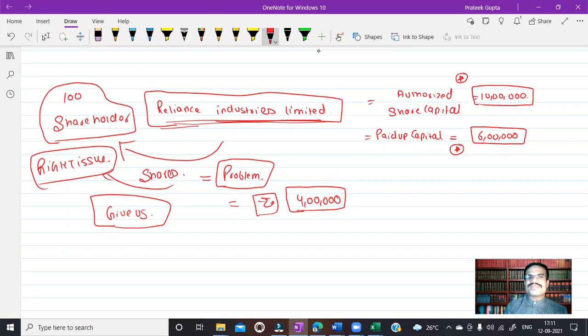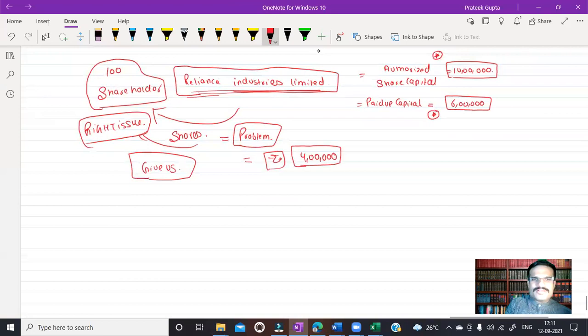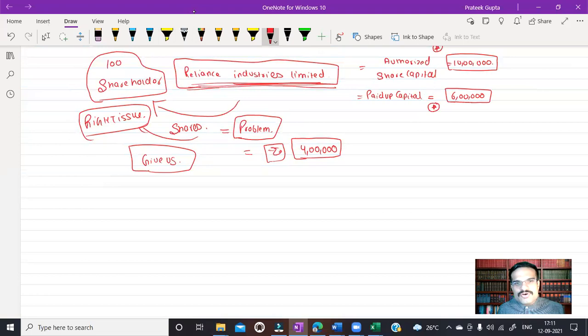Understood, sir. So for an example, beta, Reliance Industries Limited is in need of 4 lakh rupees as of now. And now, Reliance Industries Limited is asking the 100 shareholders, okay, sir, please give me the money, I will issue the shares. So, sir, what are the various requirements we have to comply with in this case?